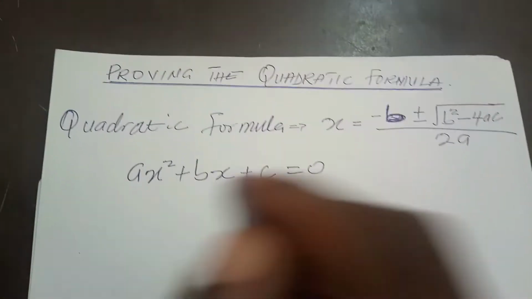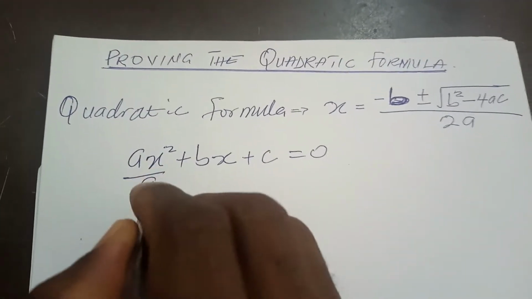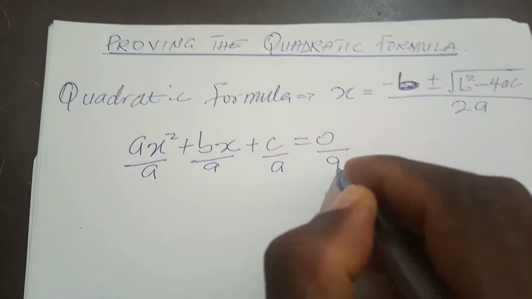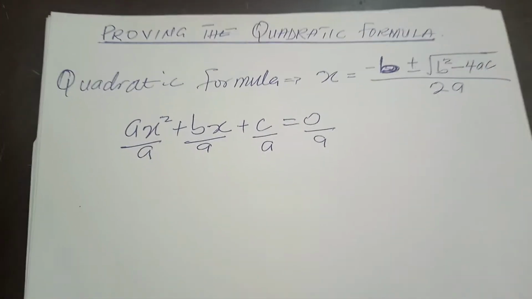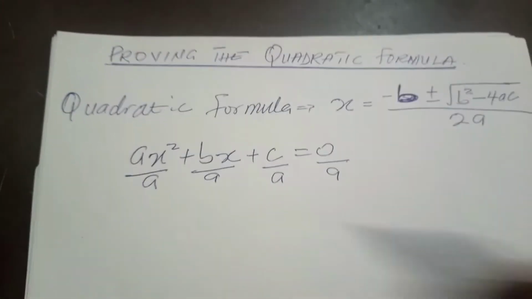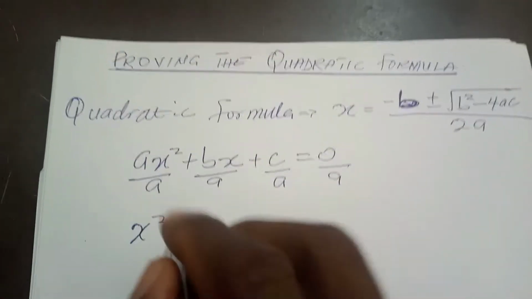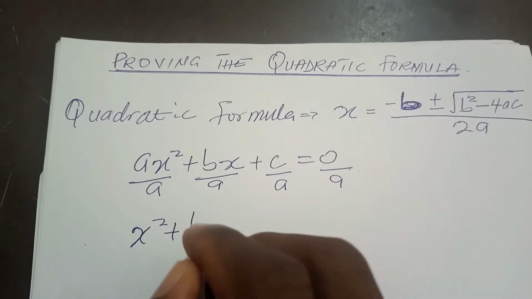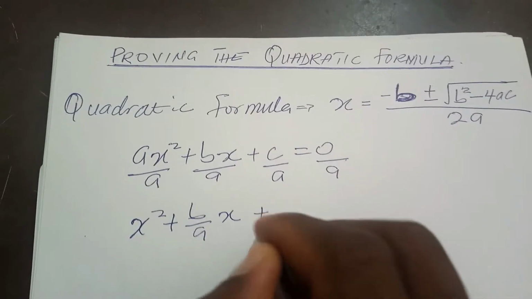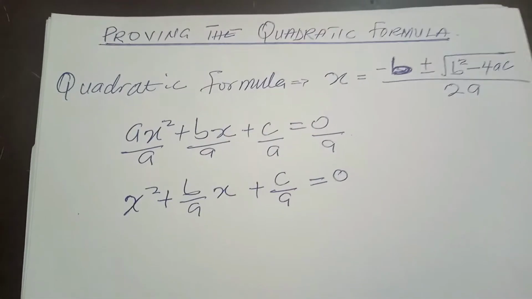So when we divide through, let me do that systematically so that everyone will follow. This is over a, this is over a, this is over a, this is over a. When we divide through with the coefficient of x squared, this a will go away with this a. So we are going to have x squared plus b over a x plus c over a equals 0.